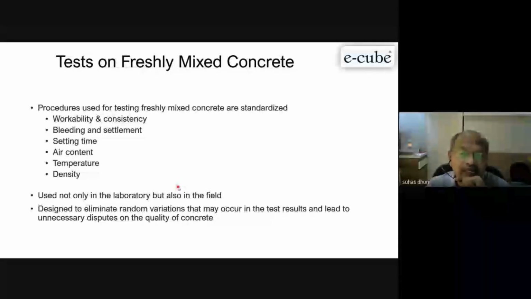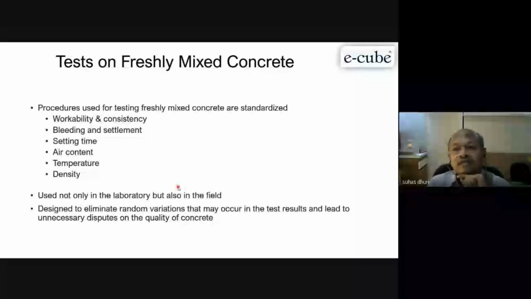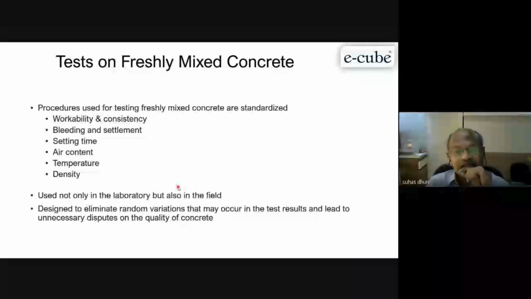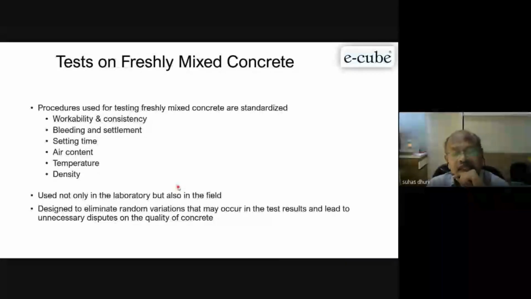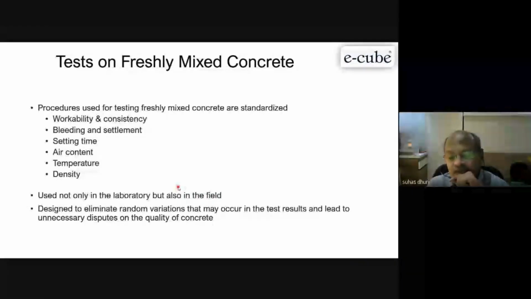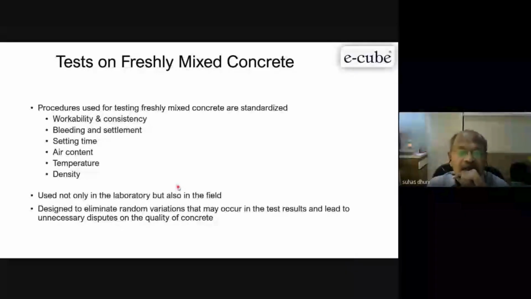So when you are witnessing any plant trial mixes or mix design trials at the batching plant, you must ask what the theoretical density is and witness the actual density. The deviation should not be more than 1 to 1.5%, not even 1% at laboratory level. For a batching plant, maybe 1.5% is okay. So one has to be very careful.